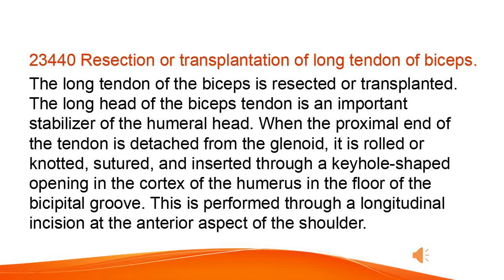Resection or transplantation of long tendon of biceps. The long tendon of the biceps is resected or transplanted. The long head of the biceps tendon is an important stabilizer of the humeral head. When the proximal end of the tendon is detached from the glenoid, it is rolled or knotted, sutured, and inserted through a keyhole-shaped opening in the cortex of the humerus in the floor of the bicipital groove.